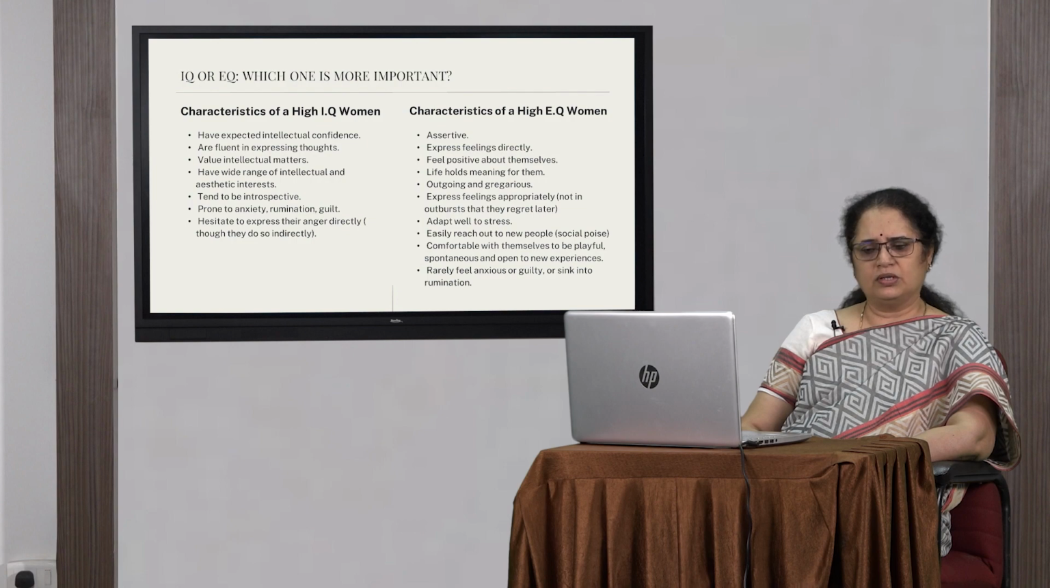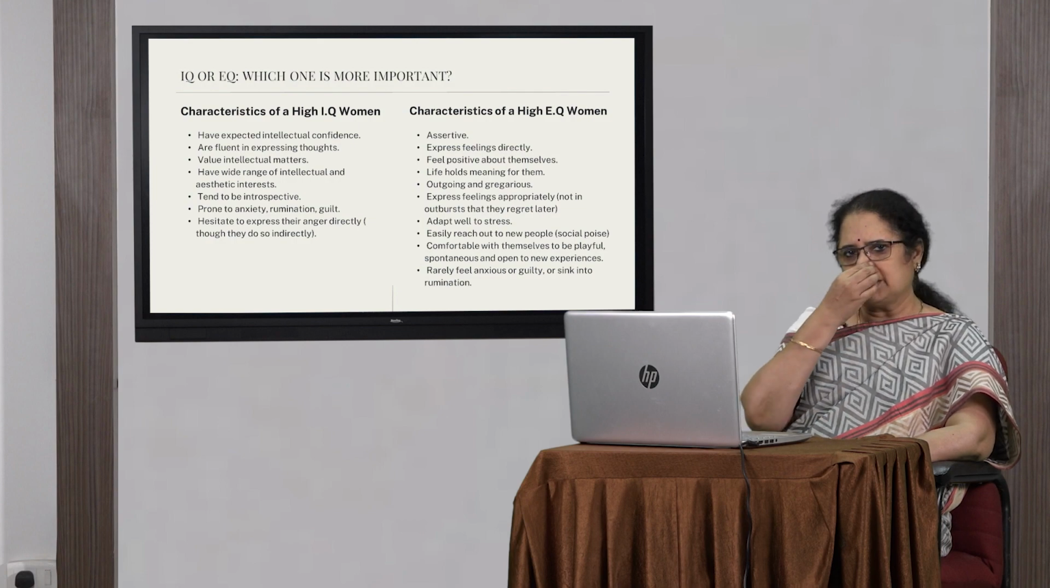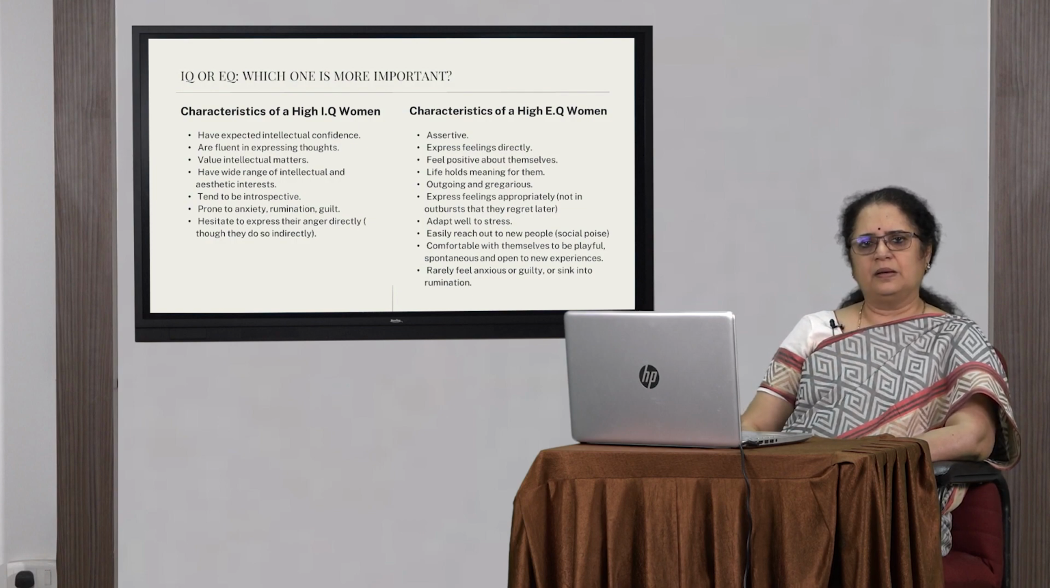So, high IQ women, again like IQ men, they have a lot of intellectual confidence, they are very good at what they do, they are fluent, they express their thoughts, their intellectual matters are very important to them. They have a lot of aesthetic interests also, and they introspect, they are very good at academic things, but they could also be prone to anxiety, rumination, guilt, because they are always high strung, always having that stress in life, and they hesitate to express their anger directly because they are not very good at emotional expression. So, they are always trying to indirectly express their upset or anger.